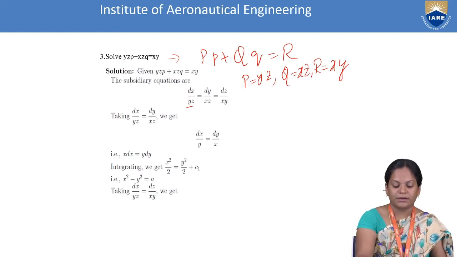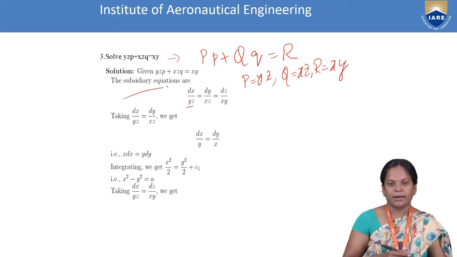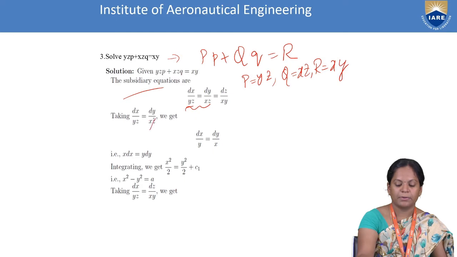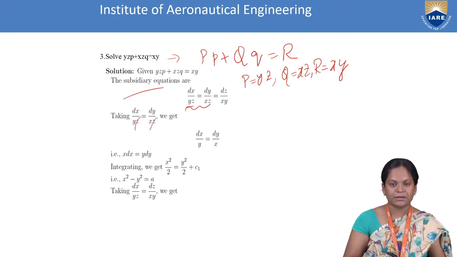The second step is to write the subsidiary equations and consider any two equalities from which we can get integration easily. So we have to decide the equations from these three. Now I am taking dx by yz and dy by xz, the first two equalities. So dx by yz equal to dy by xz. From this we can eliminate z. Here we are doing integration, and we can take the integration only with the same variable. Z is another variable, but if we consider these two equations, z cancels on both sides. Then we can easily take the integration. That's why we consider the first two equations, eliminate z and take the integration.